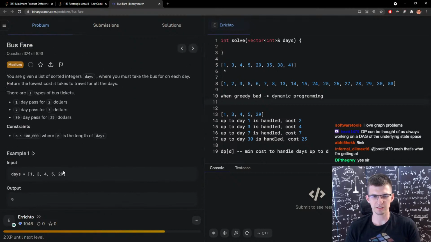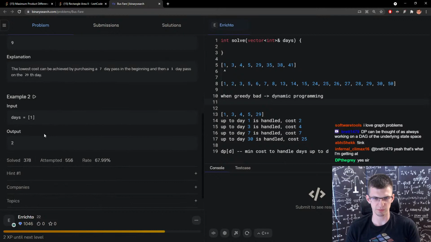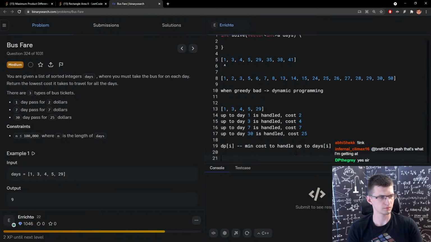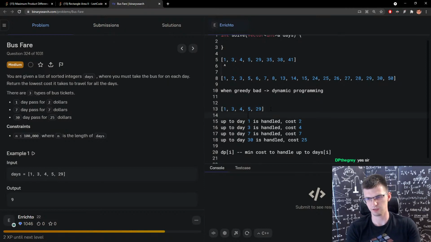The values in array days are not limited. They can be, I guess, up to 1 billion. So to be able to create this array, I will here type I. So it's the minimum cost to handle, let's say, days up to I. Which means if I first buy a 7-day pass, it will handle stuff up to this 5. So DP here up to this guy will be equal to 7.